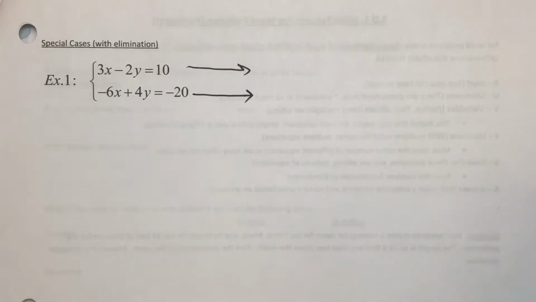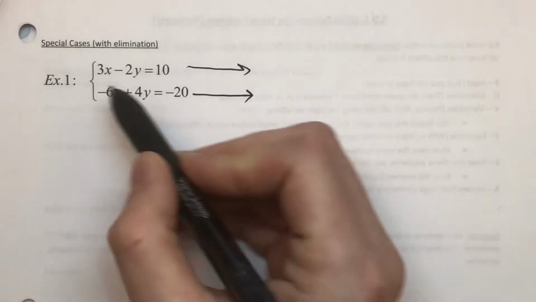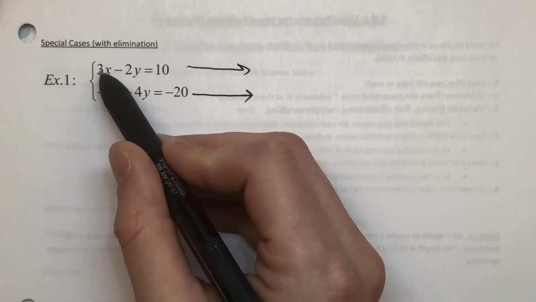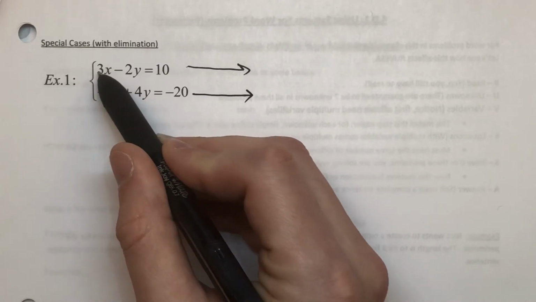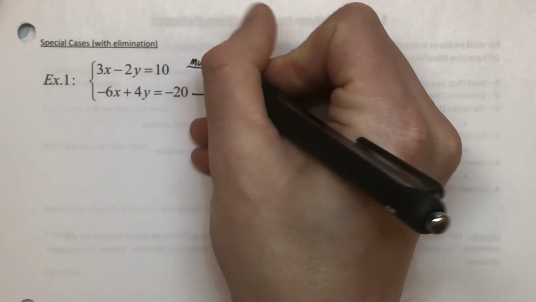So it turns out that whichever one you choose, whether you say let's eliminate x or y, let's just say we're going to go with the x's. We see a positive 3 and a negative 6. To get those to be the same number but opposite sign, we can take a 3 and change it to a 6 by multiplying by a 2. And that's all it takes.